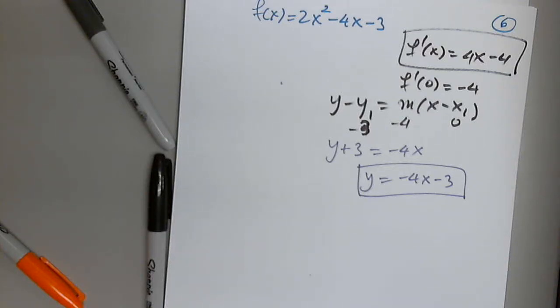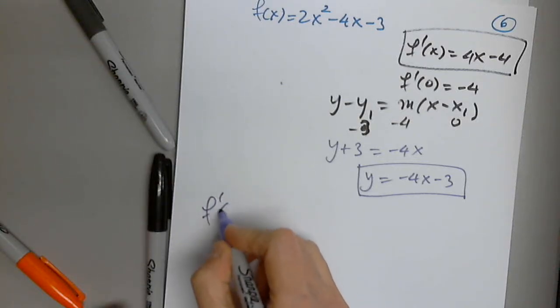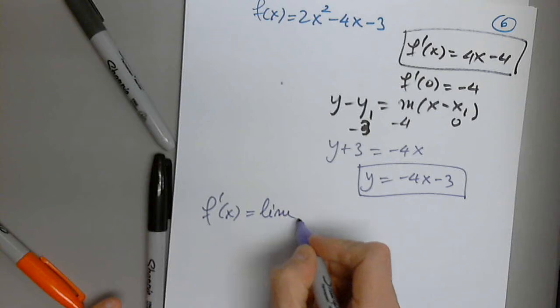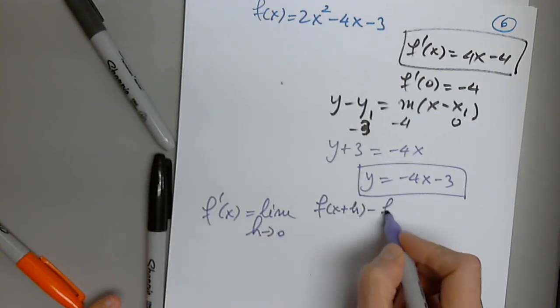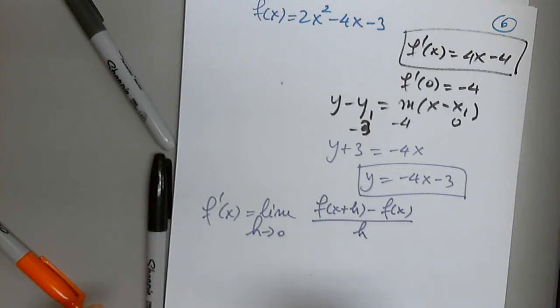However, I did not do what I was asked to do. So now I'll go back and do it. So I'm asked to use the definition, f prime is the limit as h approaches 0 of f of x plus h minus f of x, divided by h. When I'm done with this calculation, what do I have to get for sure as the answer? 4x minus 4.